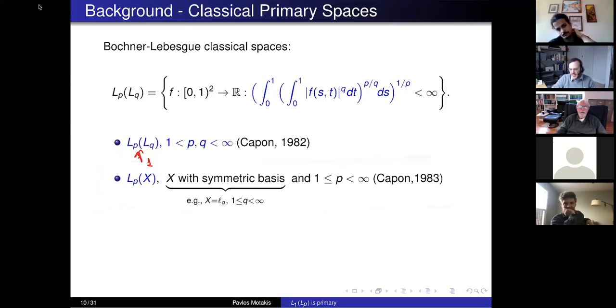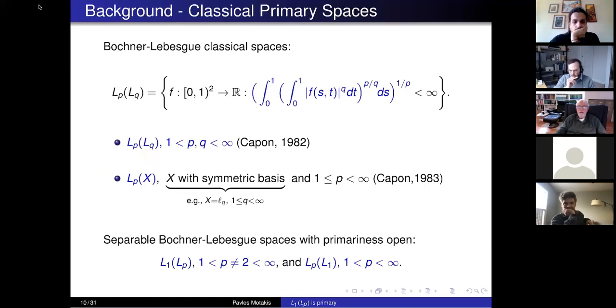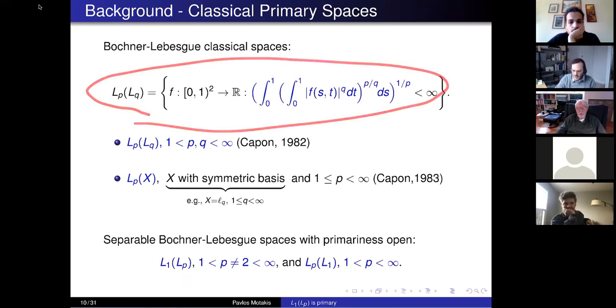At this point in time, when we're talking about Bochner-Lebesgue spaces, the ones for which primariness was still open was whenever there is a 1 inside. I'm forgetting L infinity. I'm not putting L infinity because this makes things non-separable, and I don't want to make things messy with non-separable. So L_1 of L_P for P between 1 and infinity, and L_P of L_1 for P between 1 and infinity. So these are at this point the unknown Bochner-Lebesgue spaces.